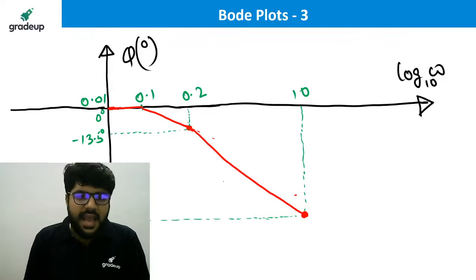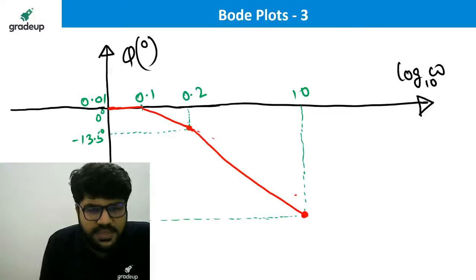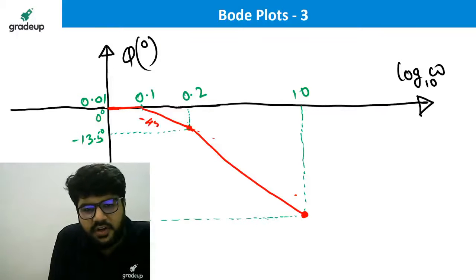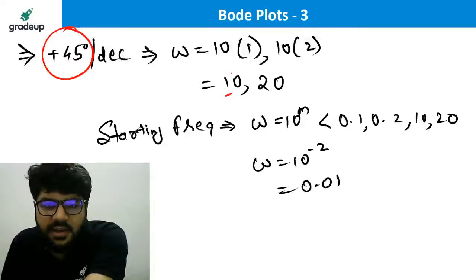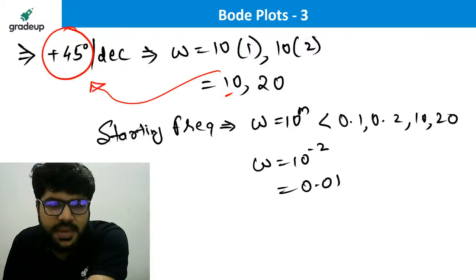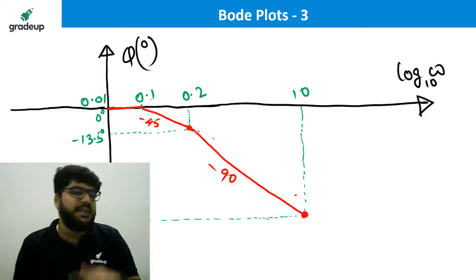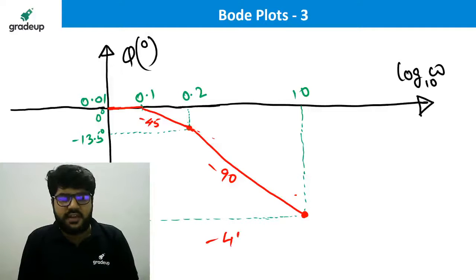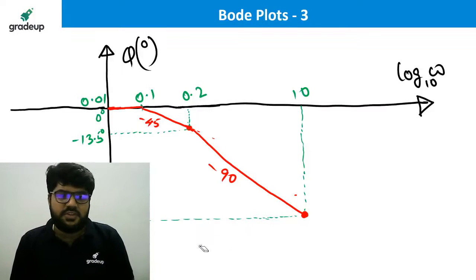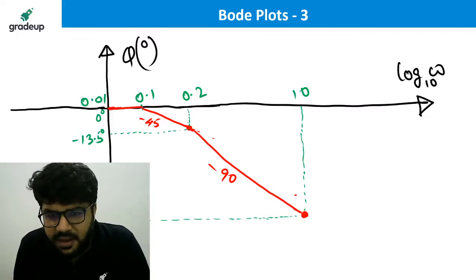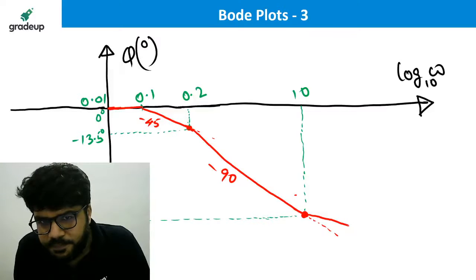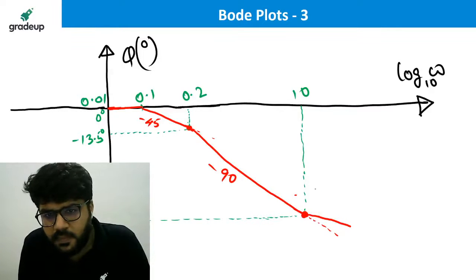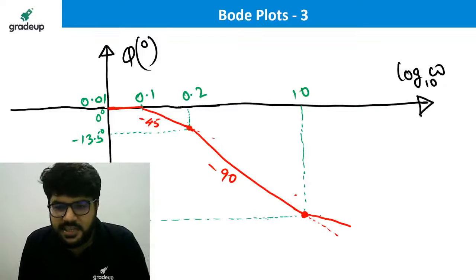This is 10, and let me write down the slopes as well. The initial slope was minus 45. Now it is minus 90, and now comes a frequency 10 where the slope changes by plus 45. So minus 90 plus 45 will be minus 45, meaning the slope again becomes minus 45, bending upwards. So it changes its direction upwards again.